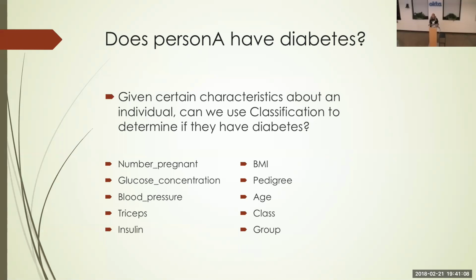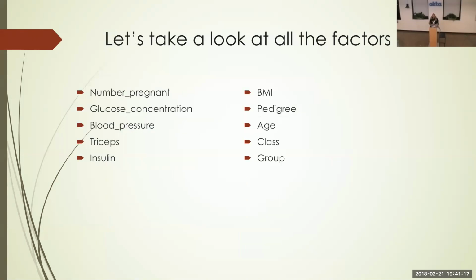A label is considered the result. So in this case, it would be one of the groups. So a label would be, yes, they have it, no, they don't, or what type they have it as well.